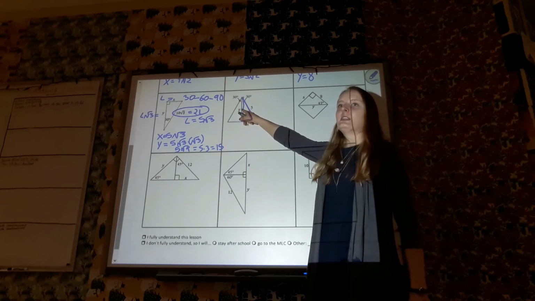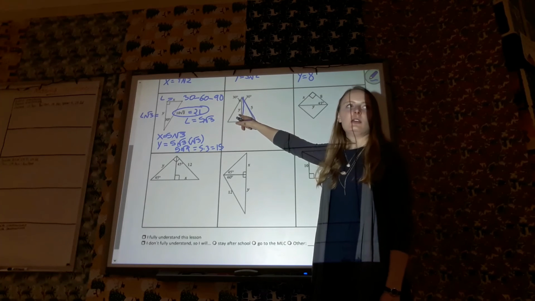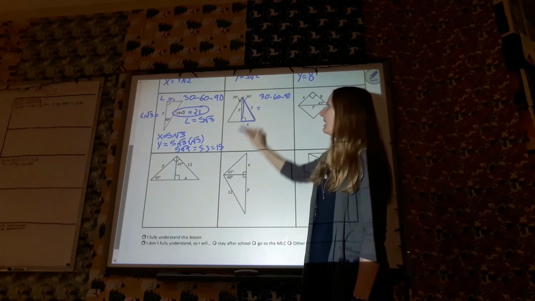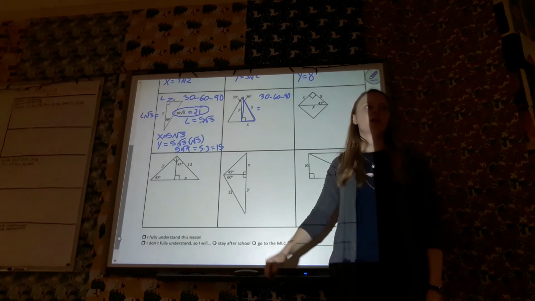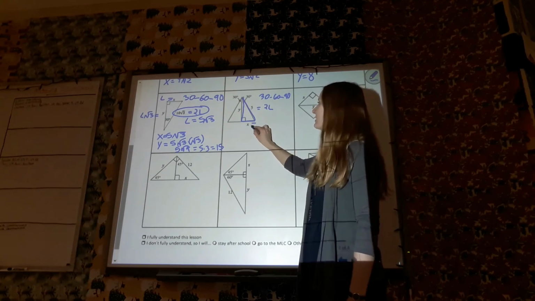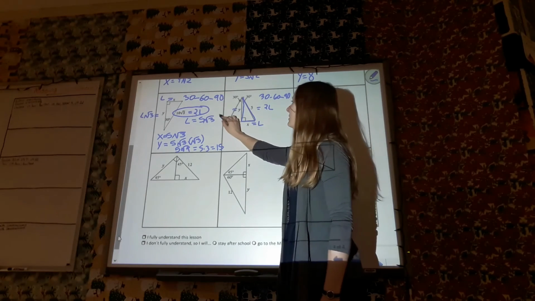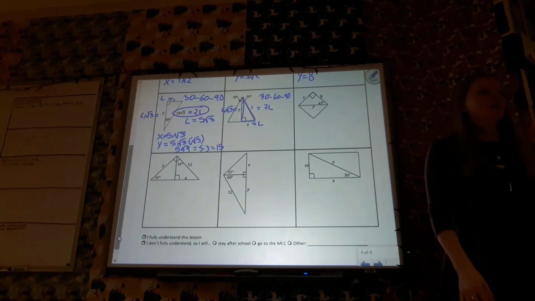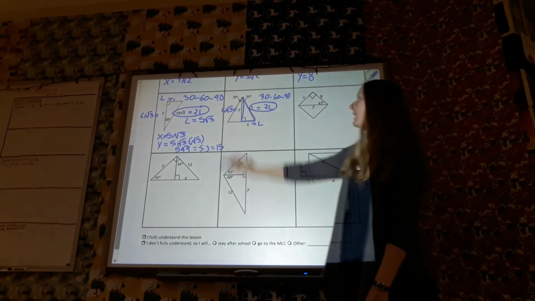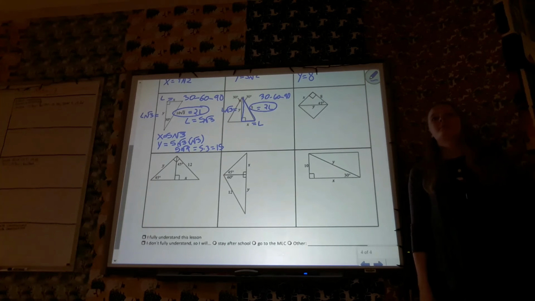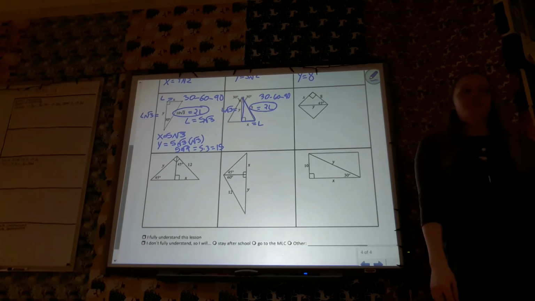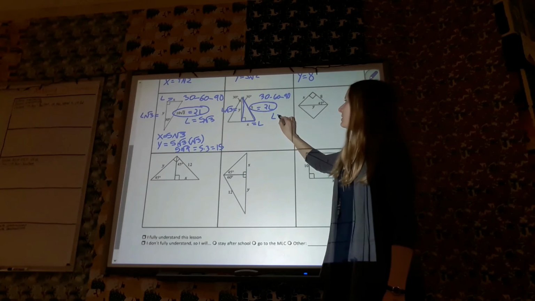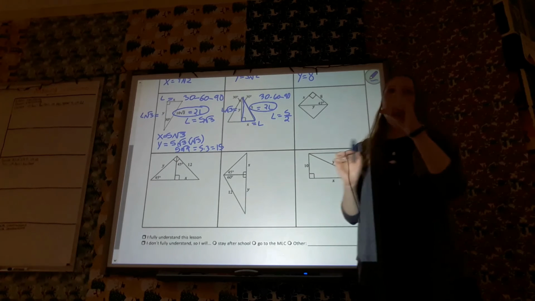For this triangle, is it 30, 60, 90 or 45, 45, 90? Okay, what's the rule for the 5? 2L, the rule for the x, and the rule for the y. Alright, which one am I going to circle? 2L. Alright, what would the value of L be? You have to divide by the 2. So you would get 5 divided by 2.